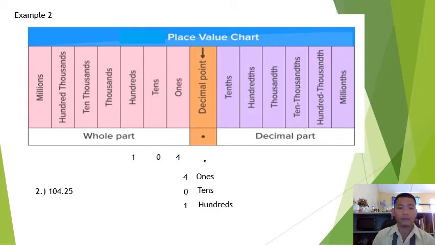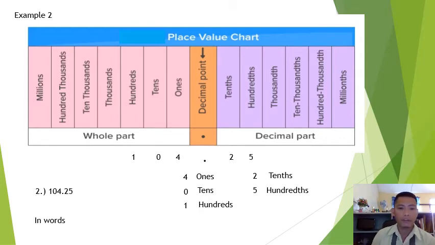Okay, very good. So we put the point in the middle. So our decimal part is 25. So we will put 2 in tenths. And the place value of 2 is tenths. Okay. Now next is 5 to hundredths. Place value of 5 is hundredths. Okay. Don't be confused with that. Are we clear? Okay. So let's go to another example.